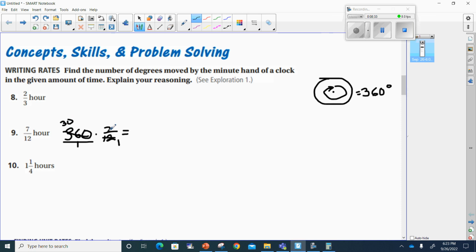Now I got 30 times 7. Well, 3 times 7 is 21. So 30 times 7 must be 210. And since we're talking about degrees, this is 210 degrees. So 7/12 of an hour makes that minute hand turn 210 degrees.